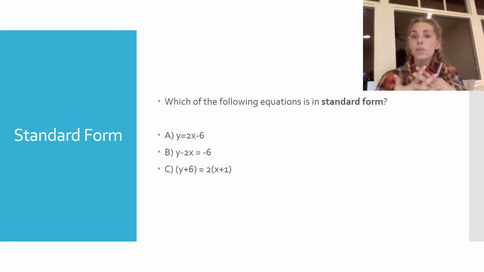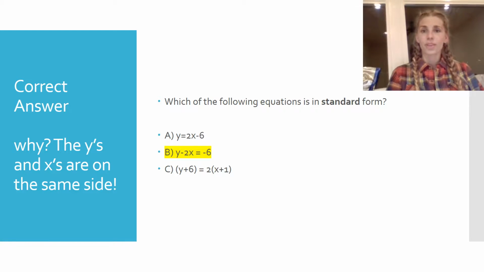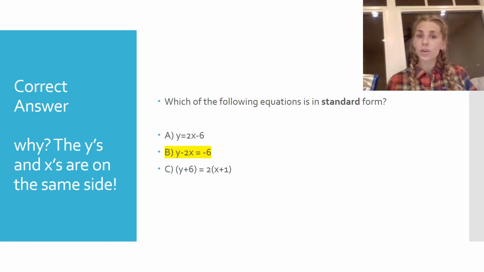So I want to give you a little quiz. Which of the following equations is in standard form? Which of these follows the definition you just wrote down? The correct answer is B. The reason why B is the correct answer is because we have the x values and the y values on the left-hand side of the equation, and everything else is on the right-hand side.